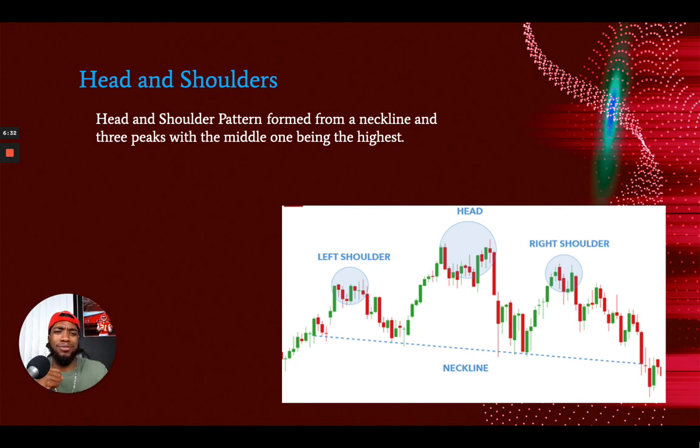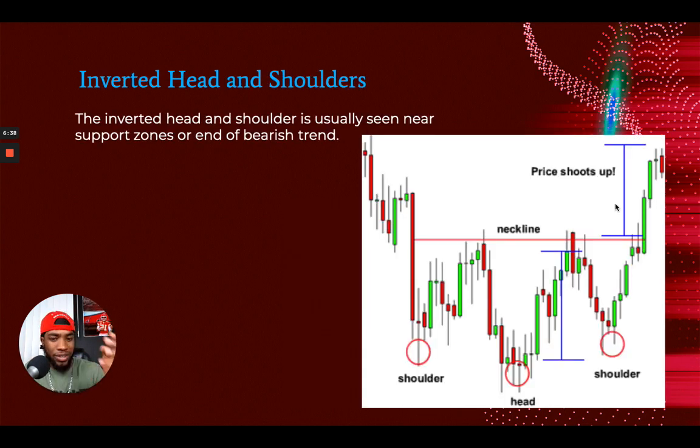It's power. We're seeing multiple chart patterns in there. Inverted head and shoulders, same thing as the head and shoulders, just on the opposite side. So you'll see these in a bearish trend. You'll see this at the bottom, typically near a support zone. You'll have, boom, left shoulder comes down, creates the neckline, head comes down a little bit further than the left shoulder, back up, comes down, creates the right shoulder, price shoots back up.